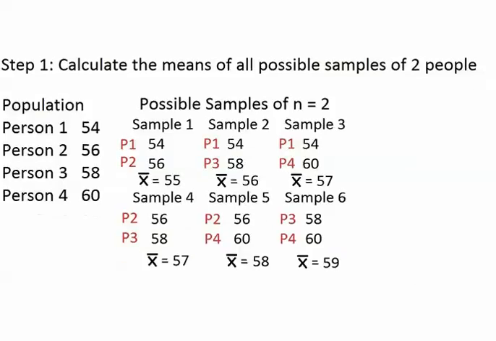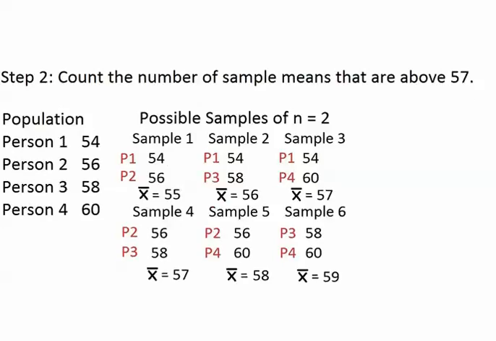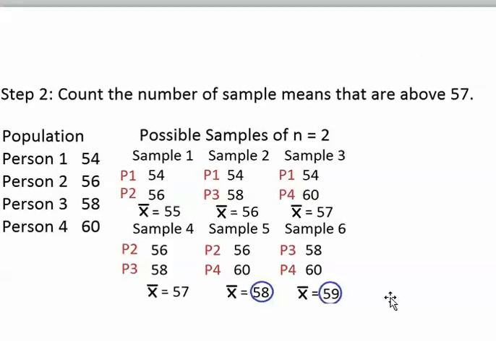Once we have those 6 sample means, we just count the number of sample means that are above 57. These 2 sample means are both above 57, so it looks like 2 out of 6 samples have a sample mean above 57.